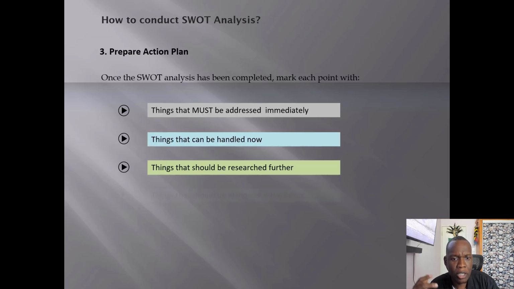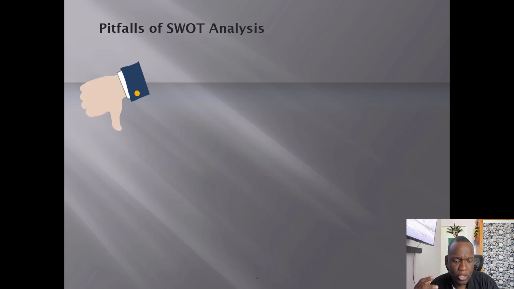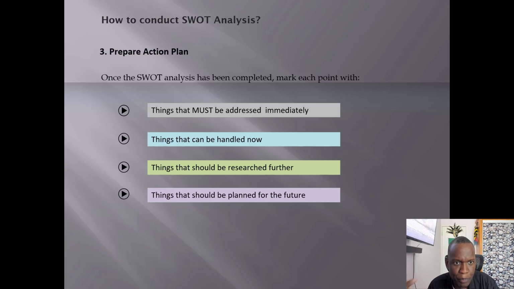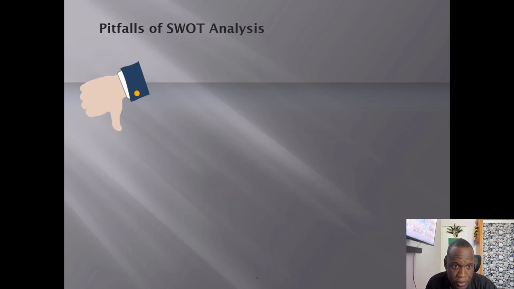And as a result of the SWOT analysis, you prepare your action plan. Things that must be addressed immediately, things that can be handled now, things that should be researched for further investigation, things that should be planned for the future. So you can break them down into those categories. So it's actionable, right? It's an action plan, so you know when to take action on what in the time frame. Everything is not created equal. Some might be more important than others.